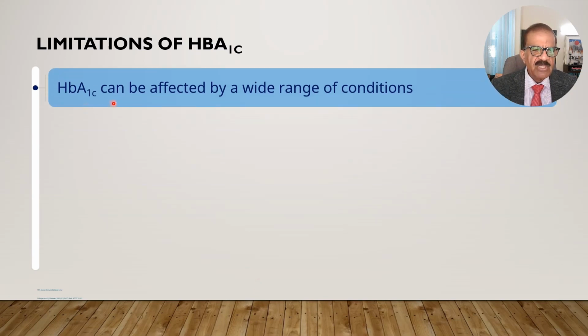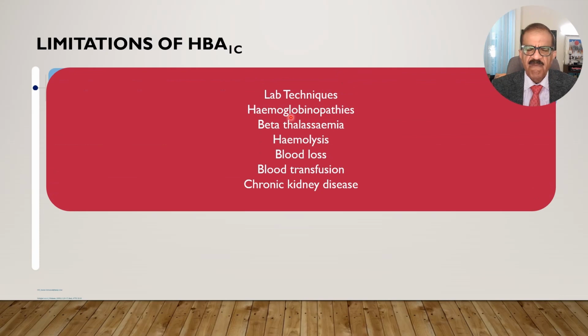So HbA1c can be affected by a wide range of conditions. There is actually a fairly long list, and I'm going to give you this list of more important conditions. For example, lab techniques. HbA1c is done with various techniques, and so if you compare one lab's report with another one, there could be significant difference in the value.